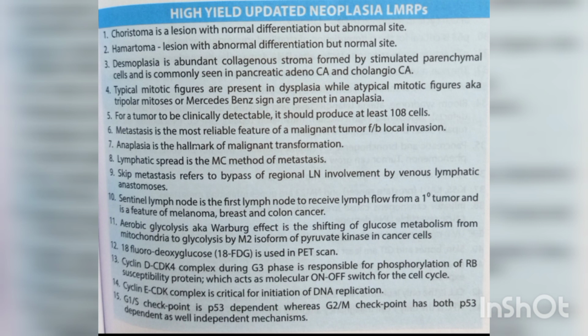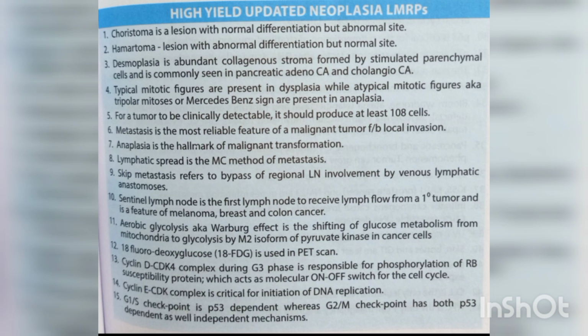Skip metastasis refers to bypass of regional lymph node involvement by venous lymphatic anastomosis. Sentinel lymph node is the first lymph node to receive lymph flow from a primary tumor and is a feature of melanoma, breast, and colon cancer. Aerobic glycolysis, also known as Warburg effect, is the shifting of glucose metabolism from mitochondria to glycolysis by M2 isoform of pyruvate kinase in cancer cells. 18-fluorodeoxyglucose, 18-FDG, is used in PET scan.